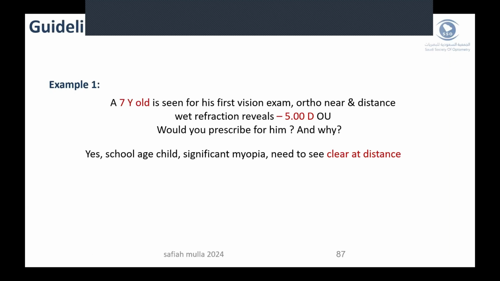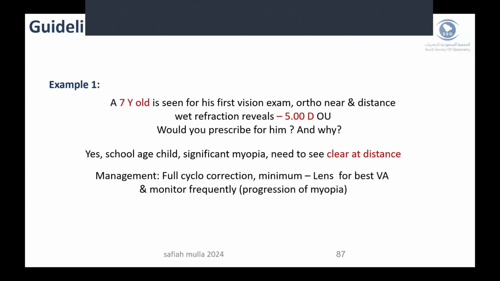Why? Because it's a school age child, so we don't concern ourselves about emmetropization. And the child at this age needs a clear image at distance. The child has significant myopia, and we said significant high myopia should be corrected. So yes, we correct the child because of that amount. The management will be full correction. We give him the minimum lens for best visual acuity, and then we monitor frequently. However, we have to be careful regarding the progression of the myopia. Okay.